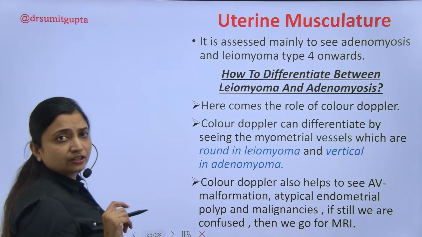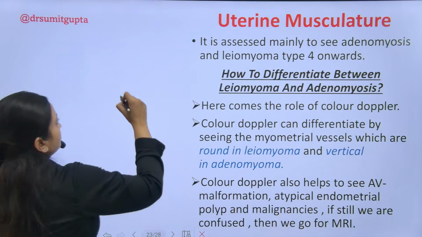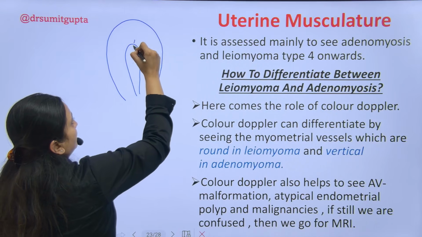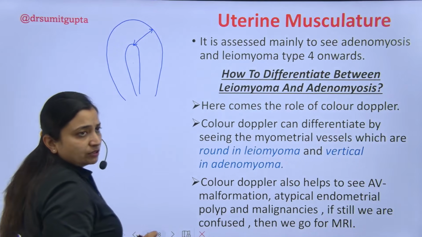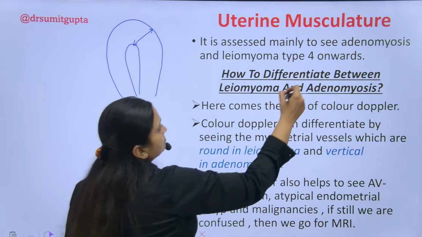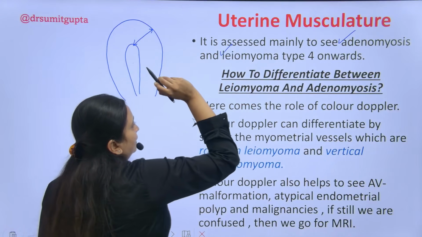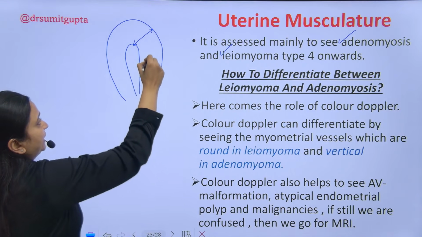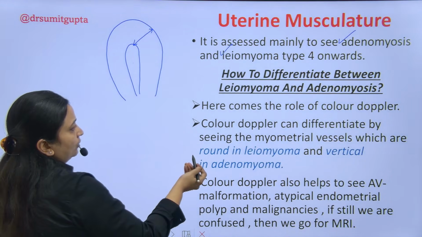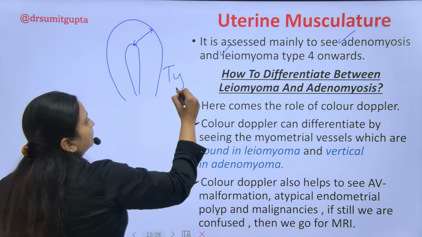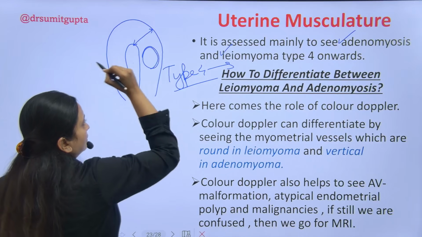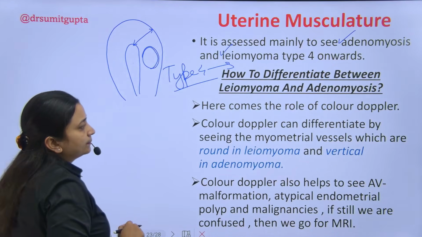Now comes the last thing, uterine musculature. So this was the uterus. We have studied the cavity. We have studied the endometrium. Now we are talking about the musculature. So mainly musculature is affected in two things, adenomyosis and leiomyoma. Adenomyosis, you find a complete enlargement, which we have already taught in the adenomyosis lecture. And leiomyoma. Which leiomyoma? Type 4 onwards. That means pertaining to the myometrium, intramural or protruding outside.